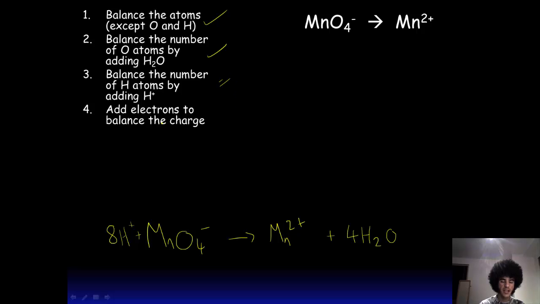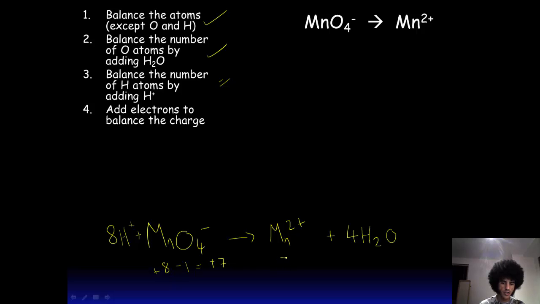Finally, I need to add electrons to balance the charge. You really need to work out the charge step first. Don't try and cut corners here. The amount of mistakes you can make by doing that is large. So I've got 8 plus, take away 1, now that gives me plus 7.